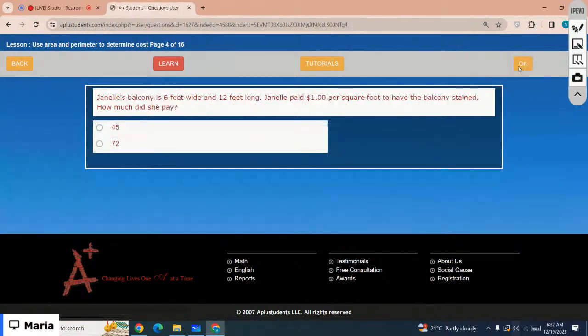Janel's balcony is 6 feet wide and 12 feet long. Janel paid $1 per square foot to have the balcony stained. How much did she pay? Which is the correct option? Stain means that it is something inside the balcony, right? So, because that is inside, you need to calculate the area.